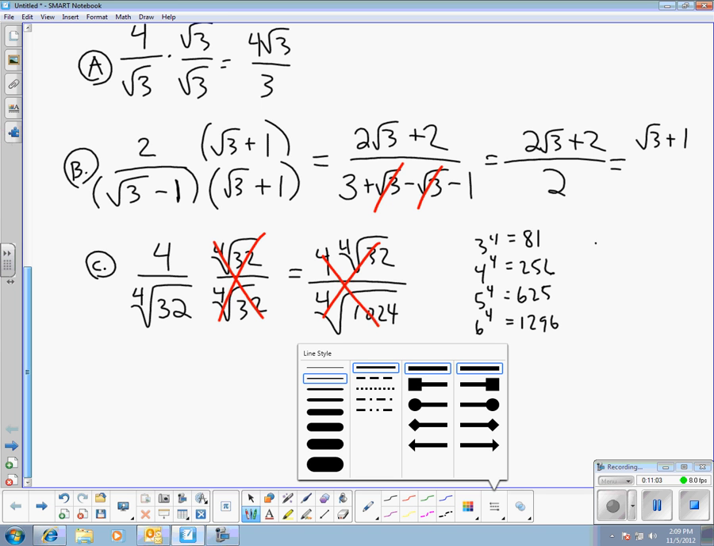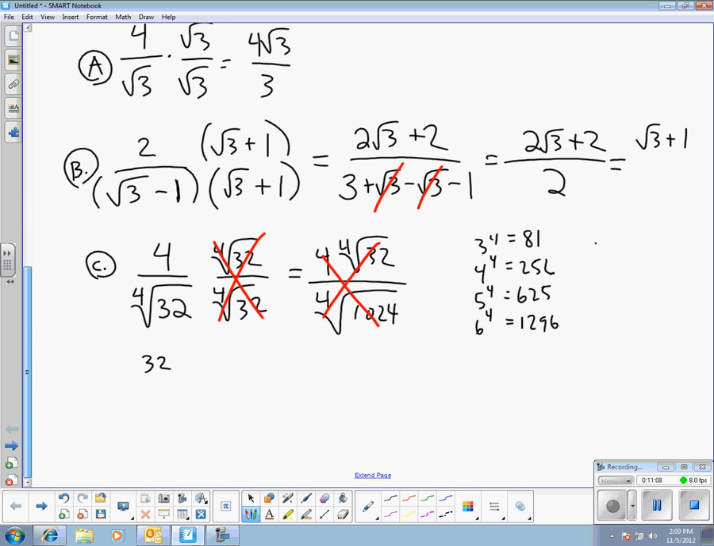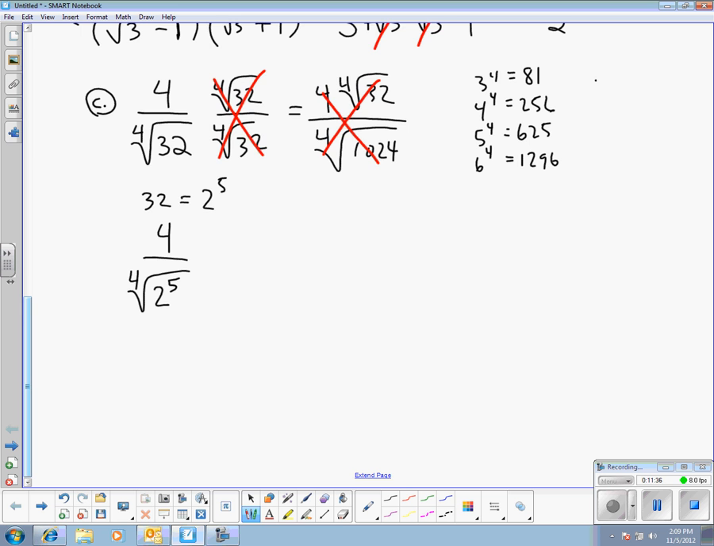So again, a prime factorization might help. I've got 32, which if I just break down, it's 2 times 16, which is 2 times 8. Anyway, 32 is 2 to the fifth. So what I have is 4 over the fourth root of 2 to the fifth. Now, I need a multiple of 4 on the bottom as my power. Right? The fourth root of 2 to the fifth, that's no good. What I need is the fourth root of 2 to the 8th, or the 12th, or the 16th, or the 4th if I was below 4, but I'm already up to 5.